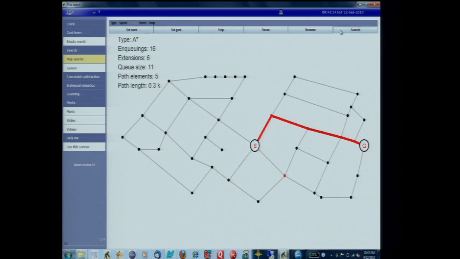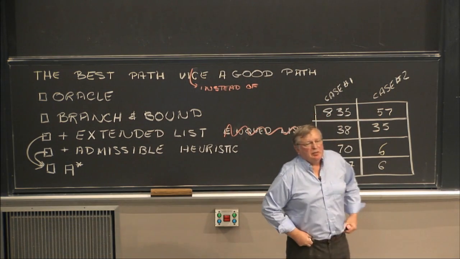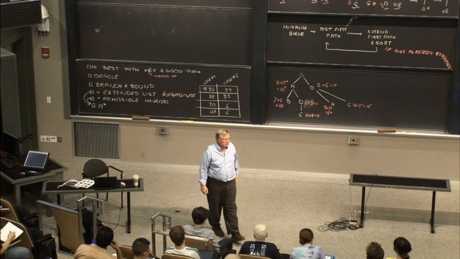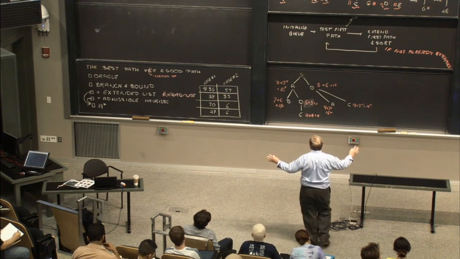Boom, 6. So in this particular case, the extended list didn't actually help us because our admissible heuristic was channeling us so tightly toward the goal, it didn't matter. So it all depends on the nature of the space that you're trying to explore.